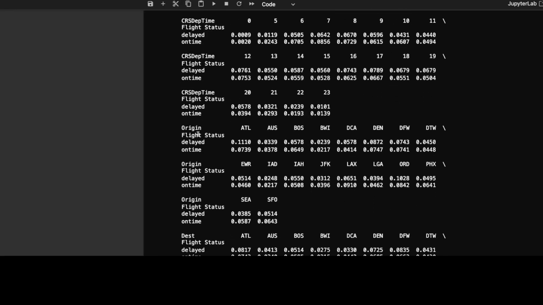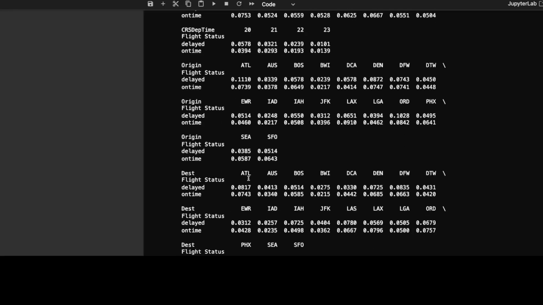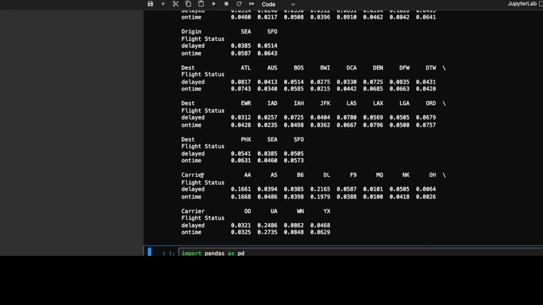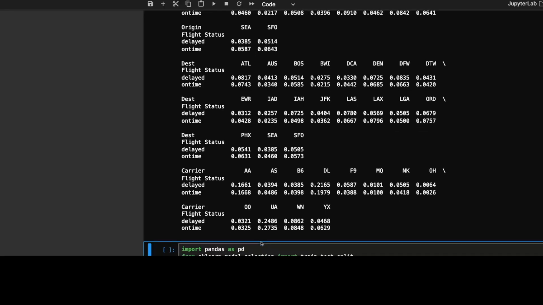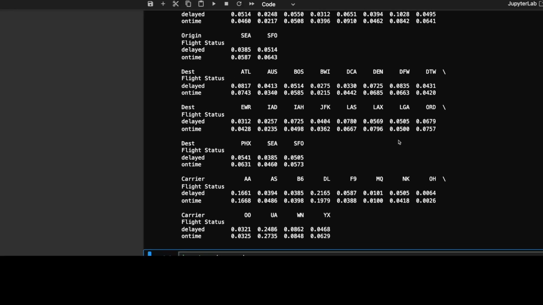Then we also have, similarly for origin, Atlanta, Austin, Boston, etc., how many were delayed and on time. And then we have the destination, again all these cities with delayed and on time information. And then finally carrier, American Airlines, etc., what exactly are the delayed and on time status for these airlines. That is something which we get as part of our probability table. Right, so that's what we have now obtained in this calculation.